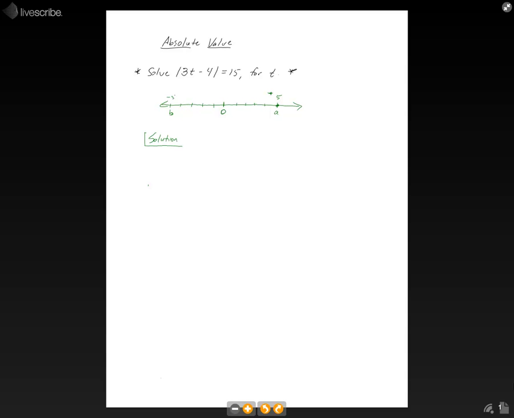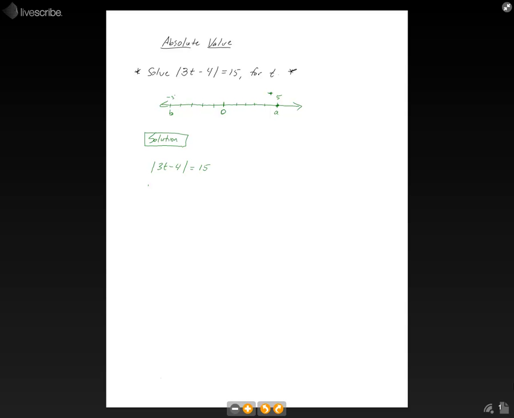Okay. So when you're solving an equation that has an absolute value in it, you want to think about it the same way. This question says, solve the absolute value of 3t minus 4 is equal to 15 for t. So what this is saying is that the distance that 3t minus 4 is from 0 is equal to 15.